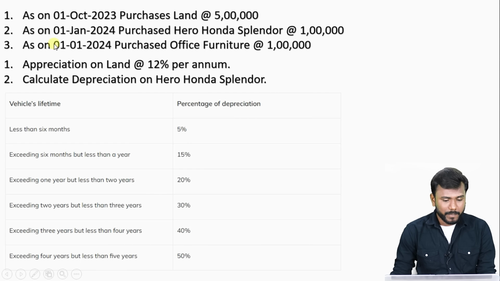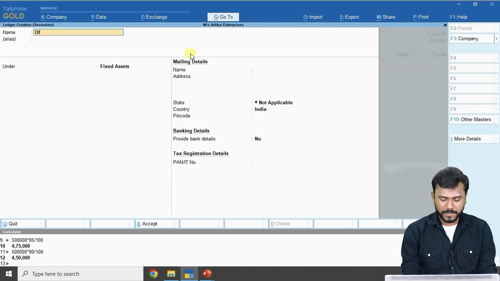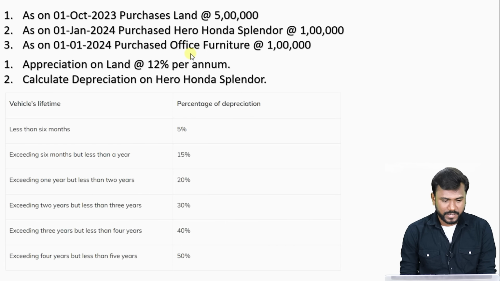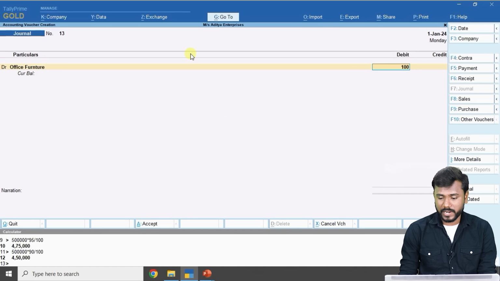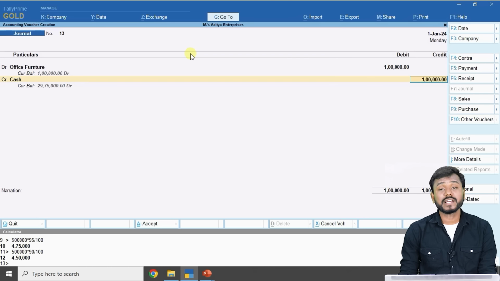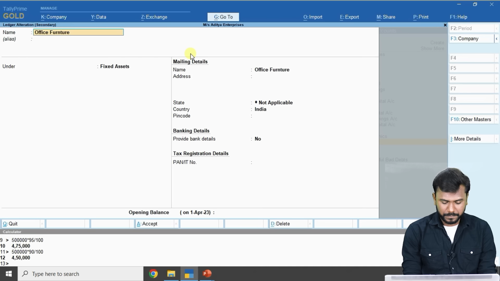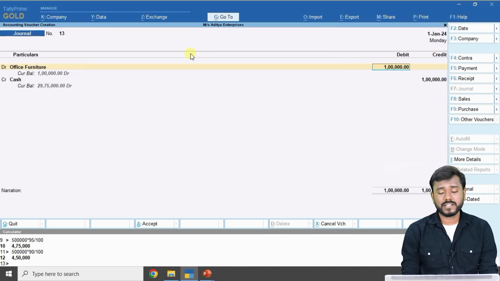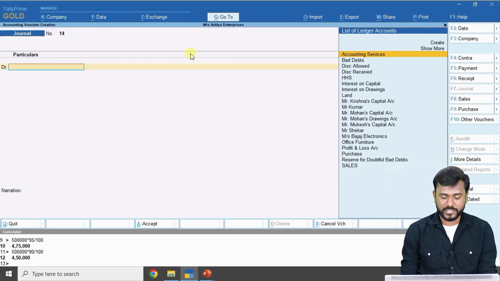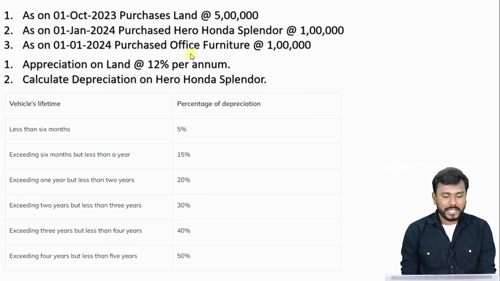Same. One more we are buying on 1st January, that is office furniture. So again go to create office furniture. That comes under fixed asset again. Office furniture purchased at the rate of 1 lakh. 1 lakh furniture is coming in, 1 lakh cash is going out. Control A to save. So we purchased 3 assets in total, and as per the notes, what is the first note?